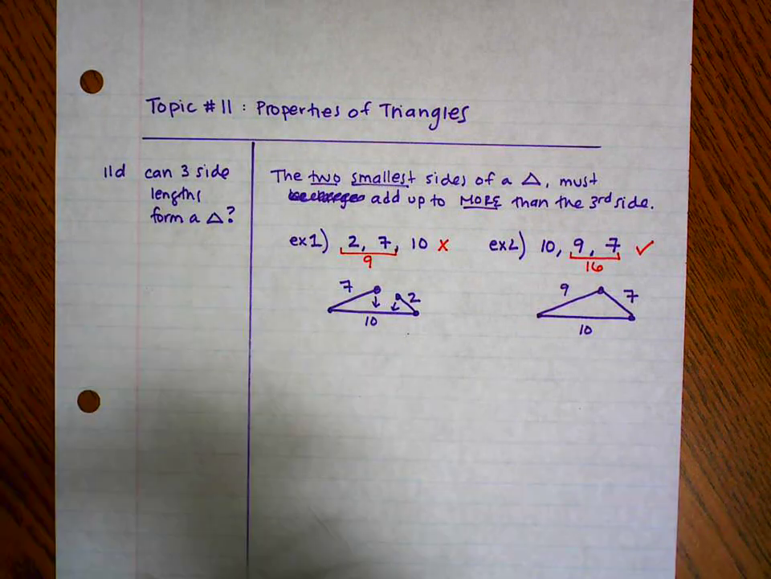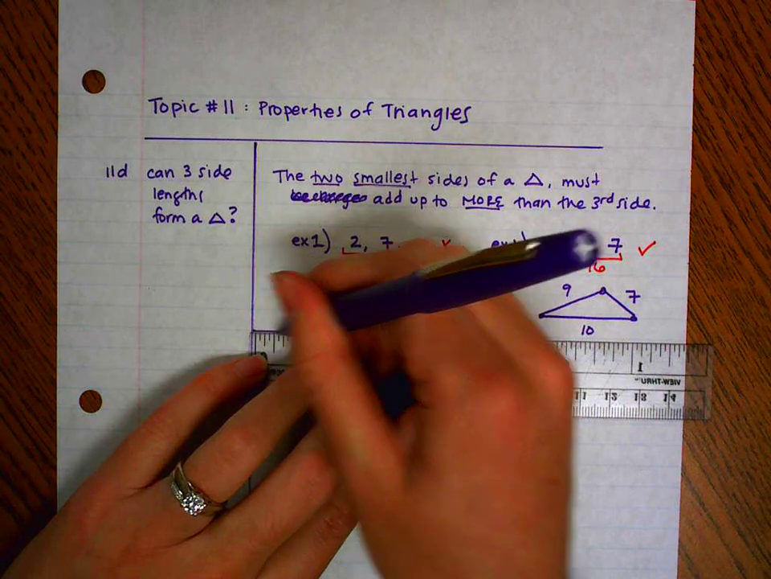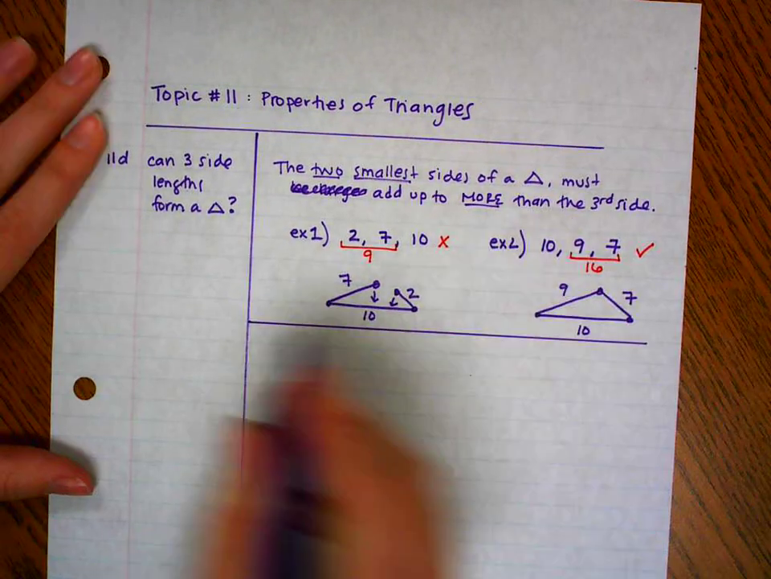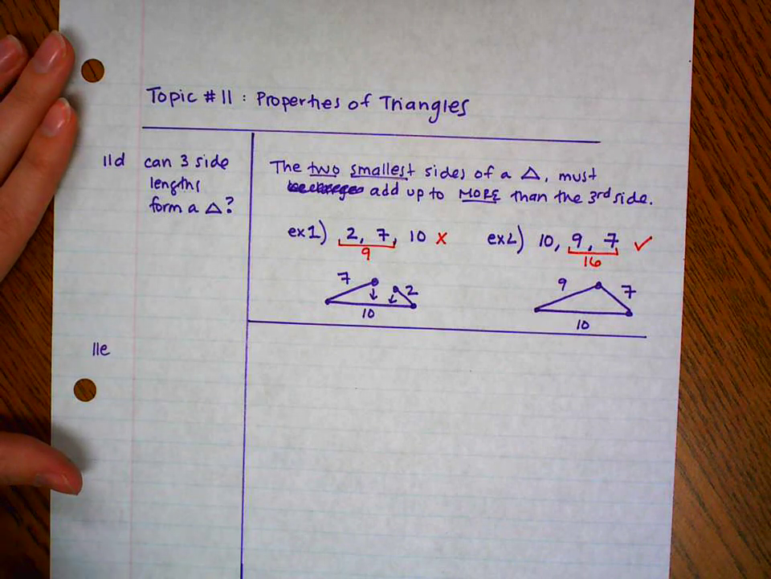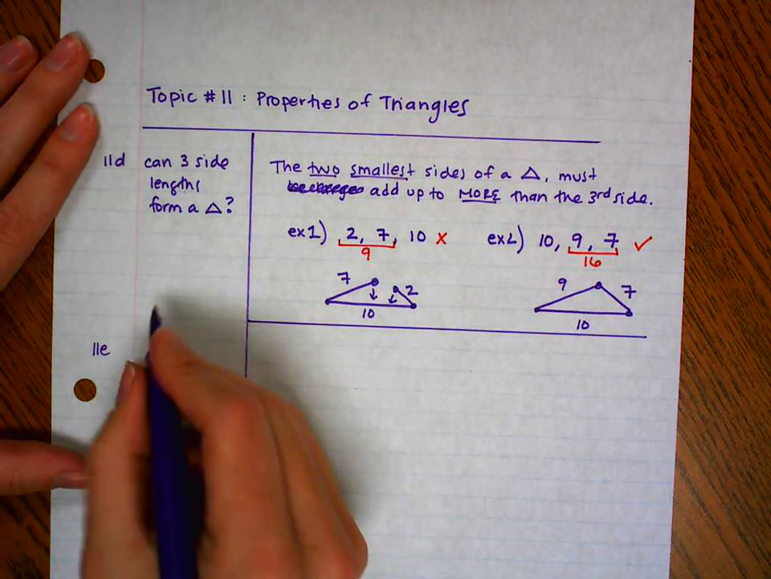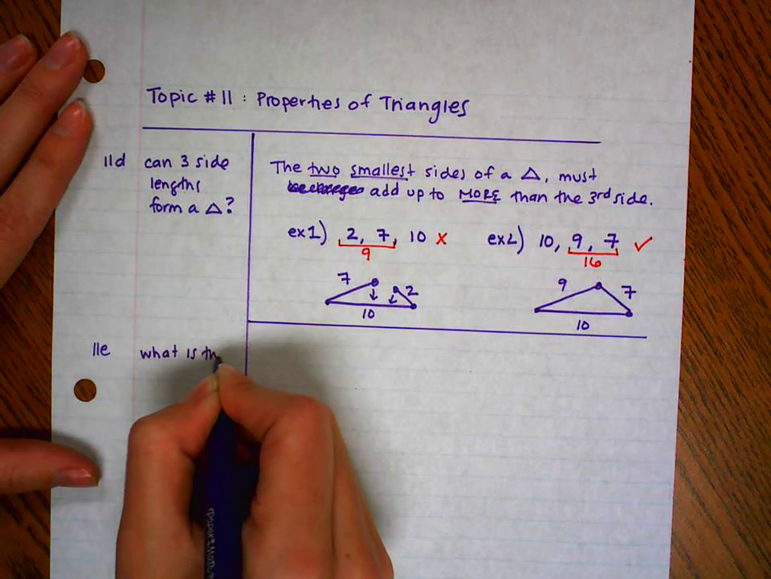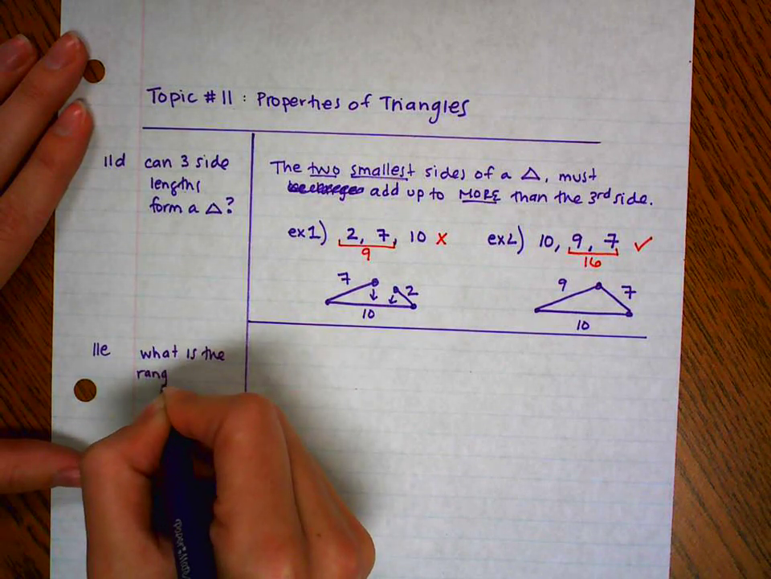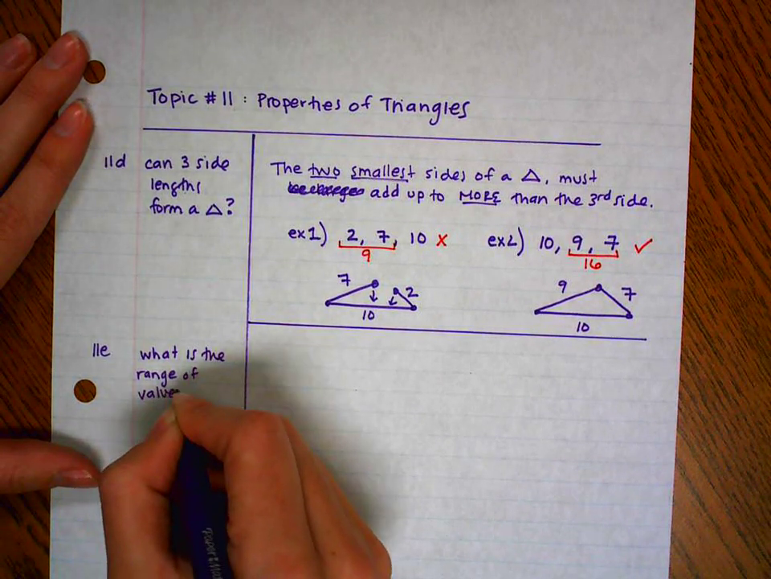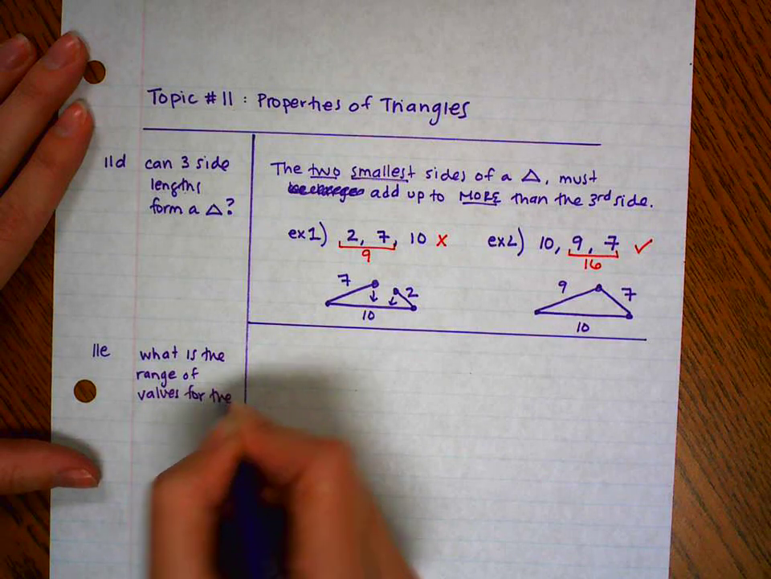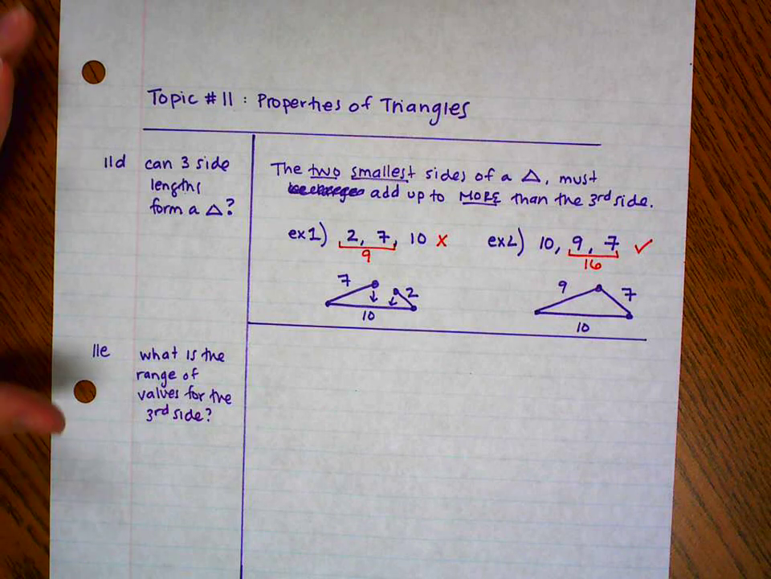So that was 11D. It was helping us figure out whether or not 3 numbers could form the side lengths of a triangle. Now we're going to say, okay, if we only have 2 side lengths, can we solve for the value or the range of possible values for the third side? So 11E is asking the question, what is the range of values for the third side?